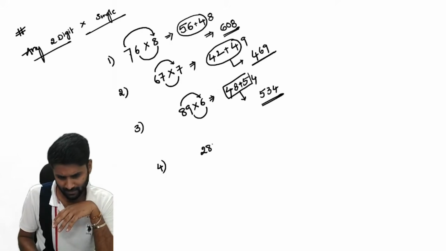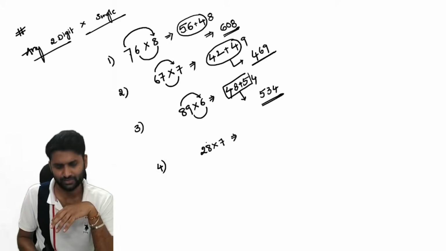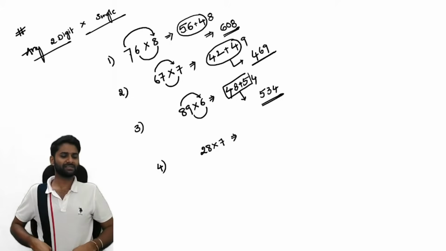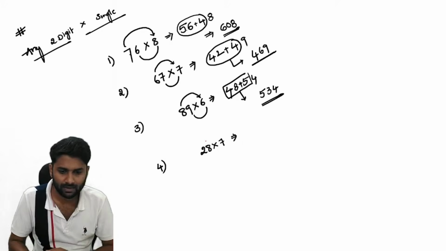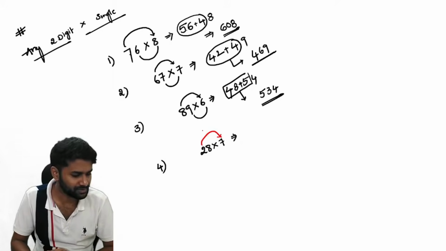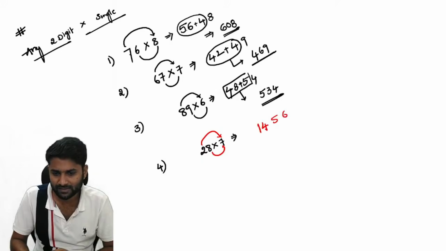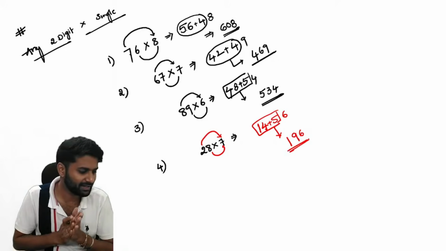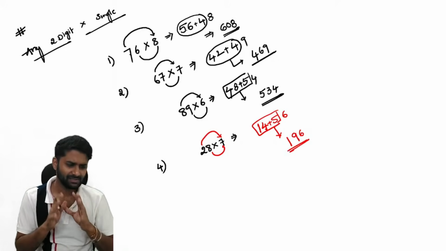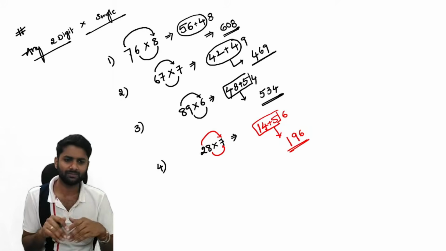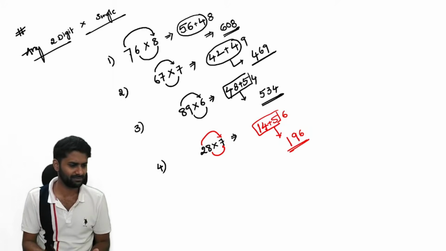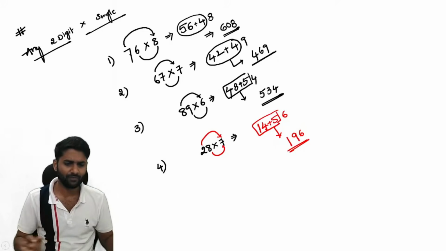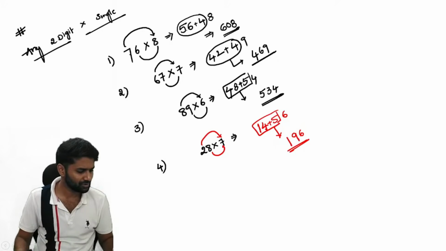Now I will give some time, guys. Try to answer this question. 28 is multiplied with 7. Step number 1, multiply these two numbers. 2 into 7 is 14. 7 into 8 is 56. I told you to add these two numbers. 14 plus 5 is 19 and write down the 6 as it is. So the answer is 196. This is applicable for any two-digit number multiplied with any single-digit number. If you practice a few more examples, you will be able to solve these kinds of questions.